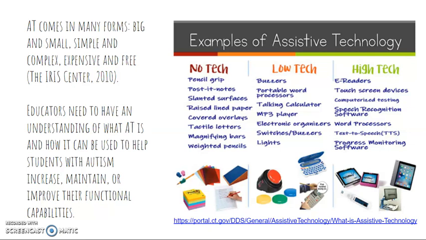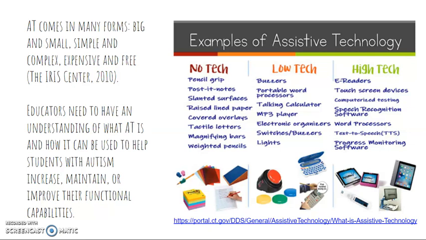Low-tech options are things that typically require a battery: portable word processing devices, a talking calculator, MP3 player, or electronic organizer. High-tech options include things that need to be plugged in. We think of these as computer-based devices like text-to-speech features, word processors, and speech recognition software.